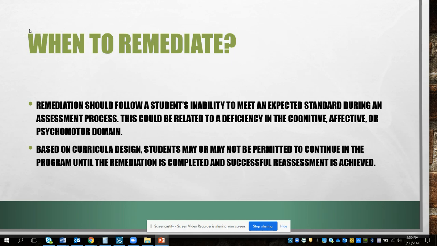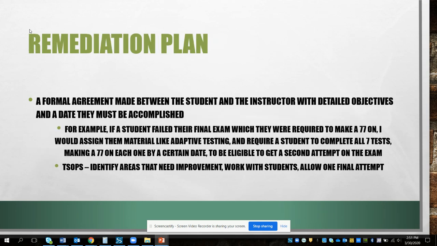But usually with the cognitive or the psychomotor domain, it's going to be pretty much how I just described it. Based on the curricula design, the students may or may not be permitted to continue in the program until the remediation is completed and successful reassessment is achieved. So it just depends on where they're at. What are they remediating? Is this one topic? Is this one class? If it's a 2-year degree program, is this the end of the line for a certificate paramedic program? Is this a clinical thing? Are they about to lose clinical hours or patient contacts because of this? What's happening here? And that's going to make the determination of whether or not they can continue on.